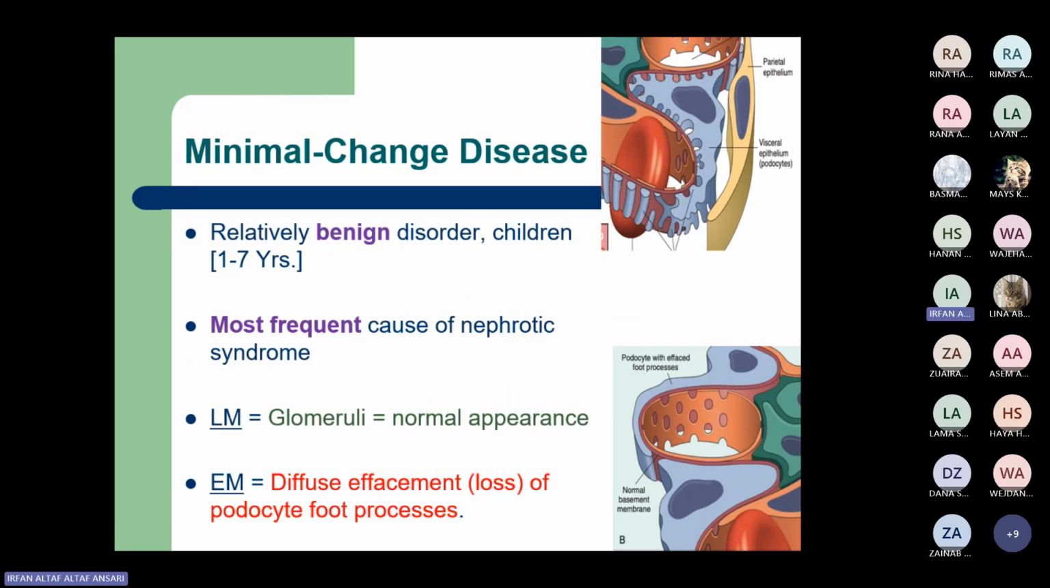So what is minimal change disease? It is a relatively benign disorder in children 1 to 7 years old. It is the most frequent cause of nephrotic syndrome in children. Under the light microscope, the glomeruli will be normal in appearance. Under the electron microscope, there is diffuse effacement or loss of the podocyte foot processes.